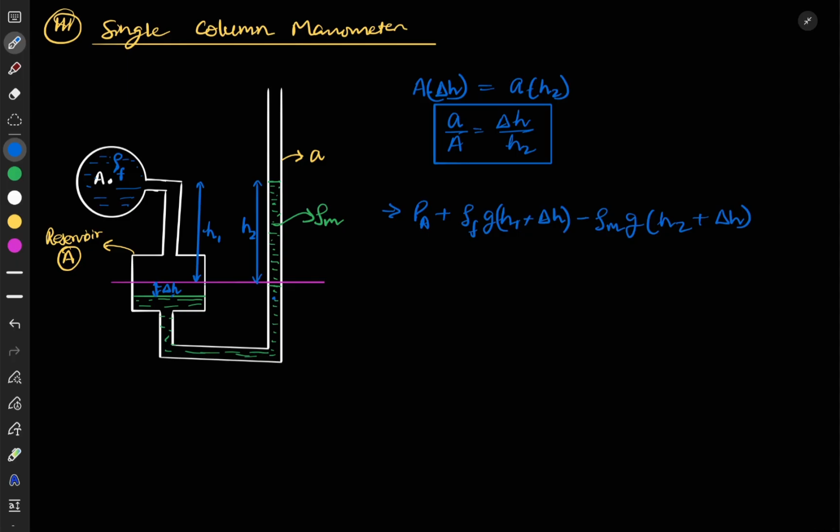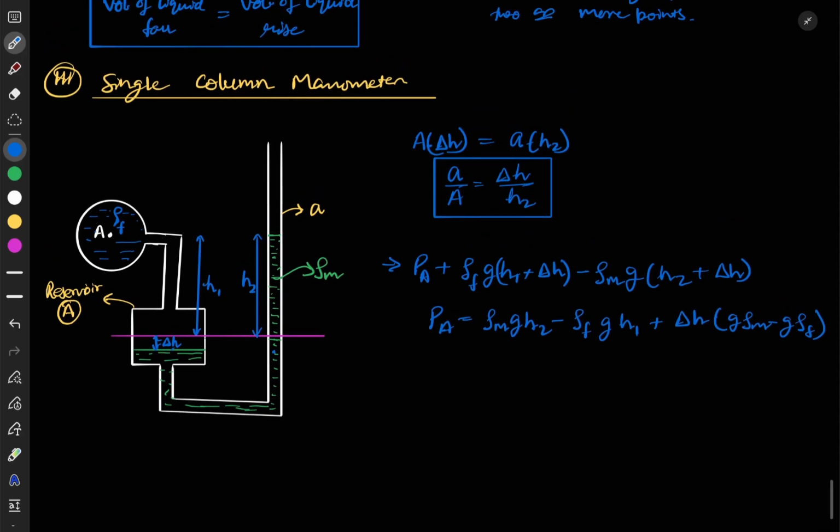Now what we can do here, we can write that PA is equal to rho m G H2 minus rho f G H1, plus delta H times of G rho m minus G rho f. Now since this delta H will be very small here, what will happen? Let me write one more thing here: this capital A is very much greater than small a. So from here we can say that our delta H will be very much less than H2, so we can neglect this term completely here.